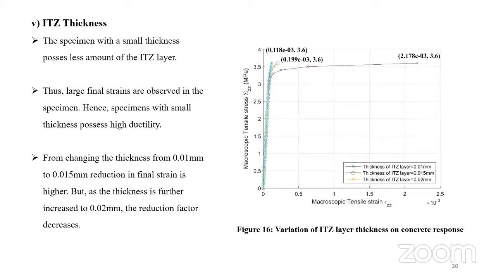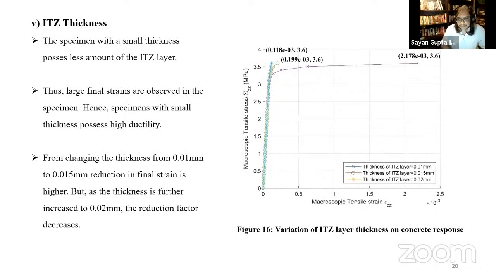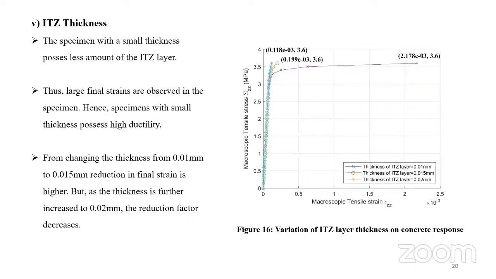The next parameter is the ITZ thickness. The literature suggests an ITZ thickness of 0.01 mm to 0.02 mm, which is the progressive change occurring in the layer. Thus, the ITZ thickness is varied in this range. The result shows higher final strains for a smaller thickness, as the failure is delayed in this case. Thus, it poses high ductility for the higher thickness.